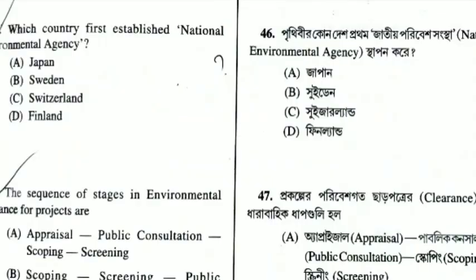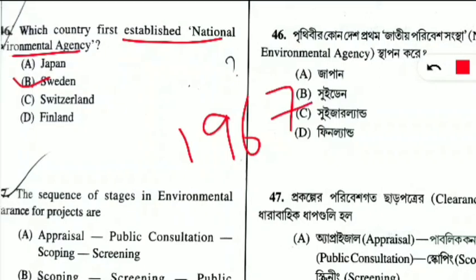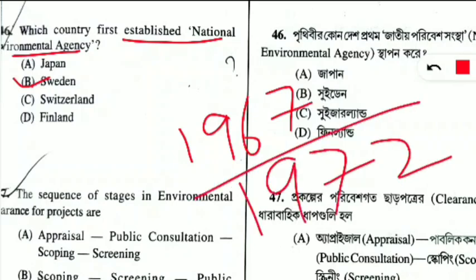Coming to question number 46, the question is, which country first established the National Environmental Agency? So which is the country to first establish National Environmental Agency? It will be option B, Sweden. Yes, Sweden passed the Environmental Protection Agency in the year 1967. So this is the thing, and also Sweden is the first country to host the United Nations Conference on Global Environment in 1972. These things are related to Sweden, very very important, note down.